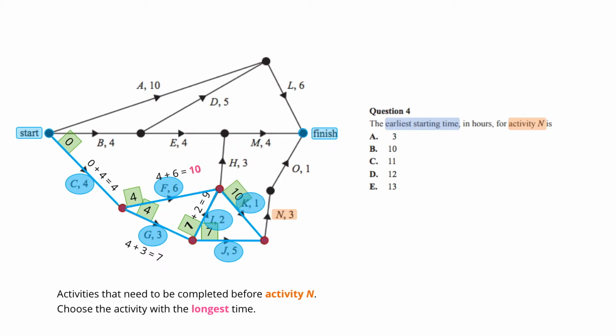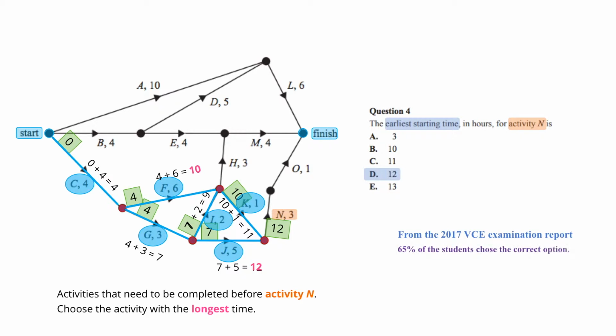Now, following activity K, we have 10 plus 1 equals 11, and following activity J, we have 7 plus 5 equals 12. Again, we choose the activity with the longest time, which is 12. So the earliest starting time for activity N is 12. So the answer we are after is option D, 12. From the 2017 VCAA examination report, 65% of the students chose the correct option.